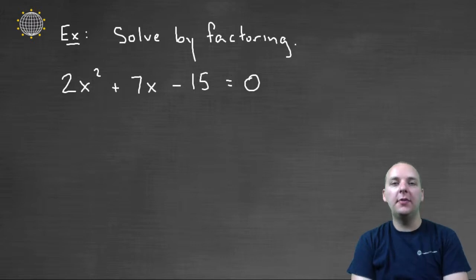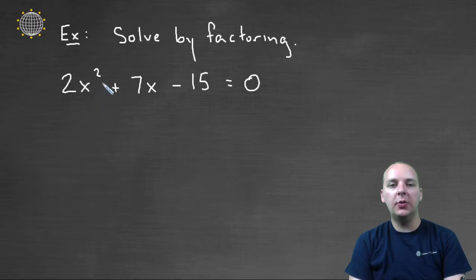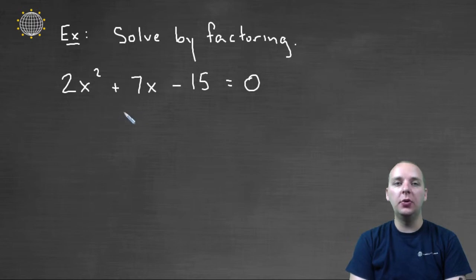All right, let's see if we can solve this quadratic equation using factoring. So we have 2x squared plus 7x minus 15 equals 0. And what I want to do is factor the left-hand side so that I have a product equal to 0, and then I can just set my individual linear factors equal to 0, which will be a whole lot easier to solve. So how do we factor this guy?